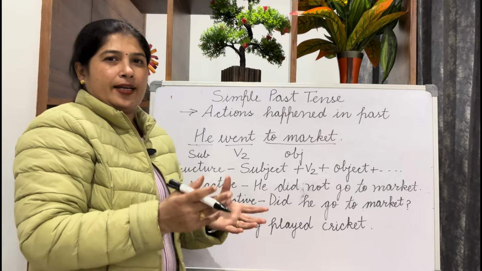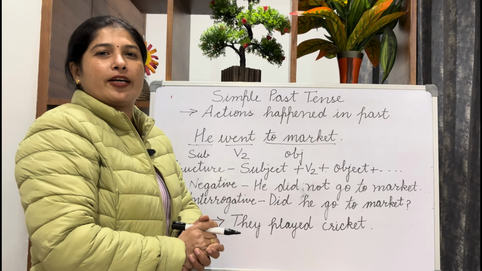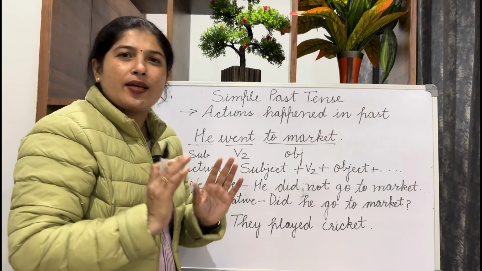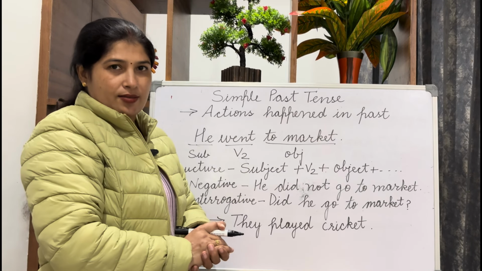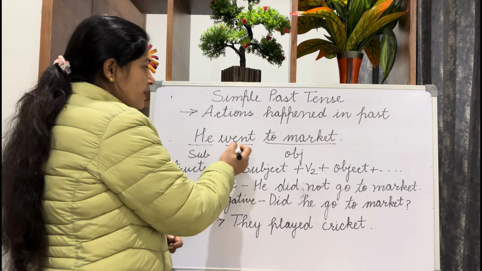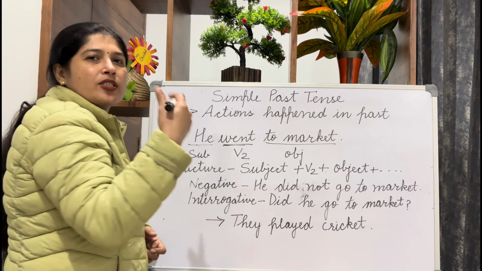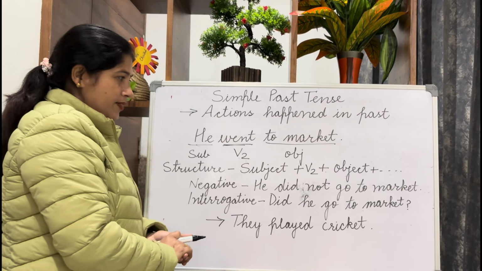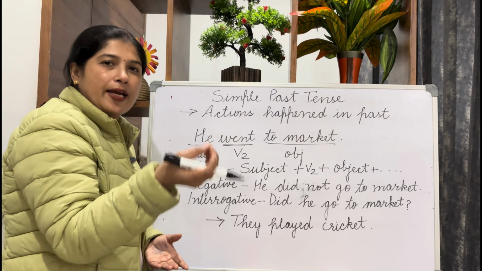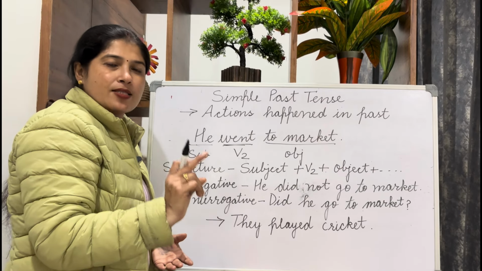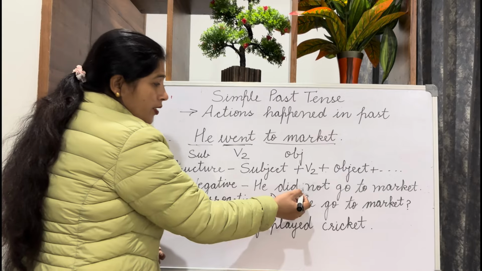Wherever in any sentence you find the second form of verb, it means that sentence is already in past tense. So it's very easy to recognize in which tense the sentence is. We have to see the verb only. Here the verb is in second form, so the sentence is in past tense. This is the simple sentence. If we have to change it into negative, in simple past tense, we have to use did not.